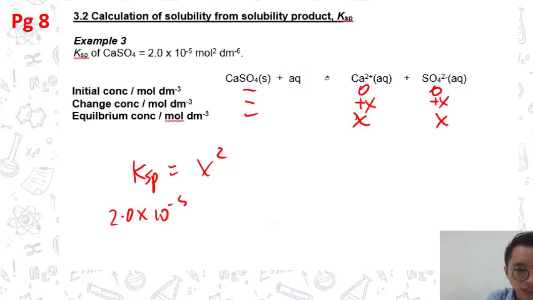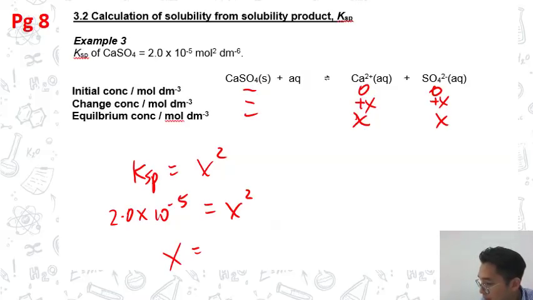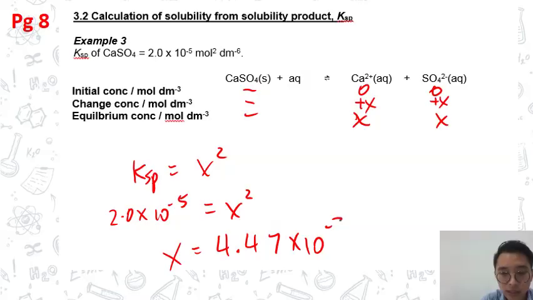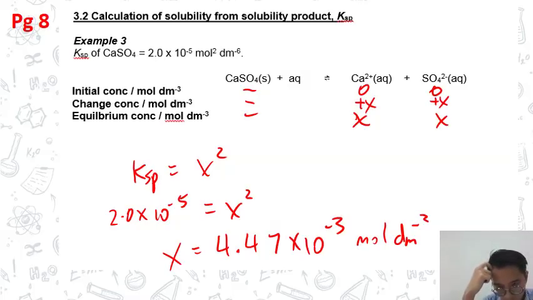2.0 times 10 to the power minus 5 equals x squared. x will therefore be the square root of 2.0 times 10 to the power minus 5. If you square root it, you should get a value of 4.47 times 10 to the power minus 3 mol per dm cube. I'm on page 8. By the way, if I'm going too fast, you can always pause and give yourself some time to work it out. And so this will be the solubility; your x is the solubility.